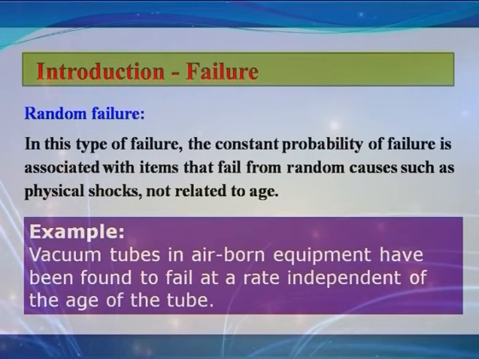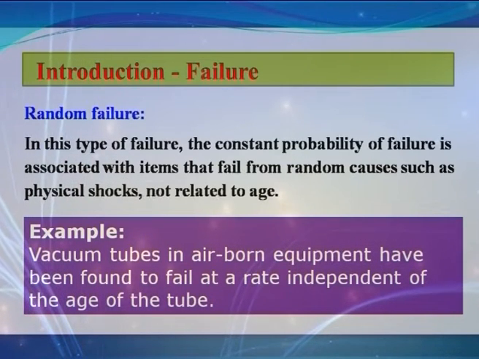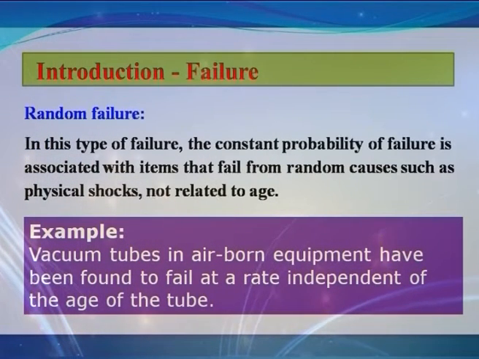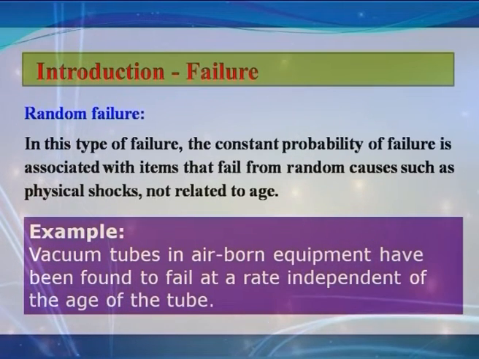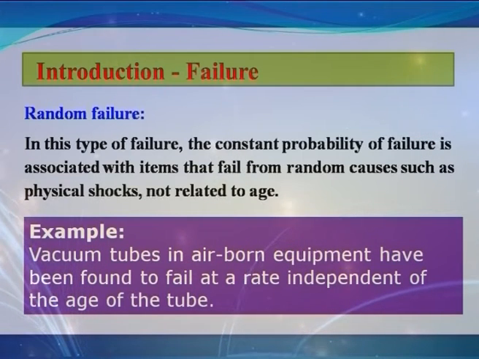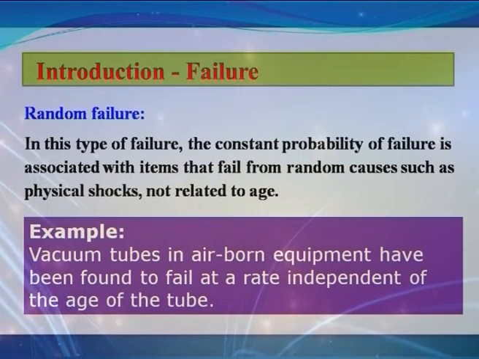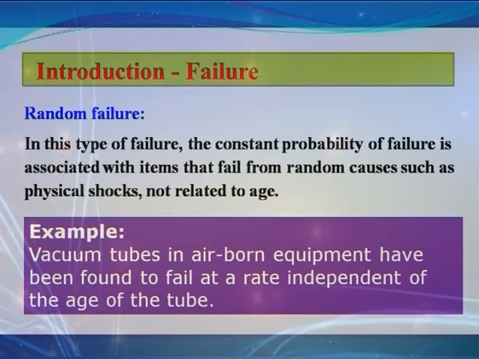Random failure. In this type of failure, a constant probability of failure is associated with items that fail from random causes such as physical shocks not related to age. For example, vacuum tubes in airborne equipment have been found to fail at a rate independent of the age of the tube.